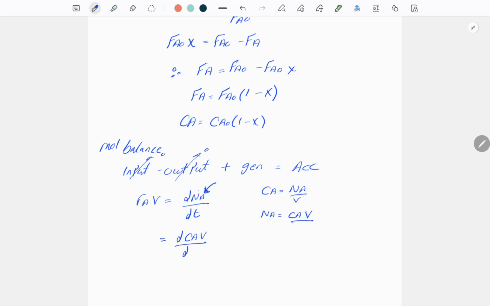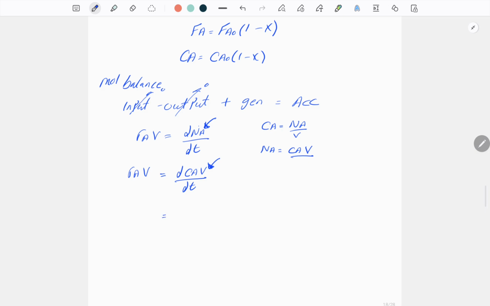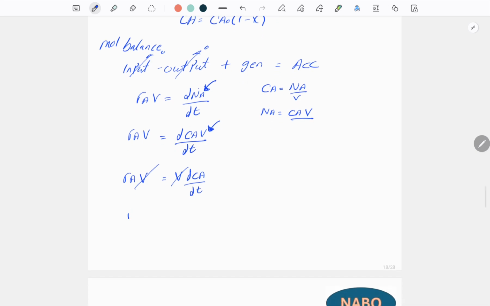And since the volume in a batch reactor is constant and doesn't change with time, the volume can leave the differential. The left side will stay the same. So let's take out the volume from the differential, dCA over dt, and the left side is still the same, nothing has changed. Now we can cancel these two volumes from both sides. Therefore, RA equals dCA over dt.